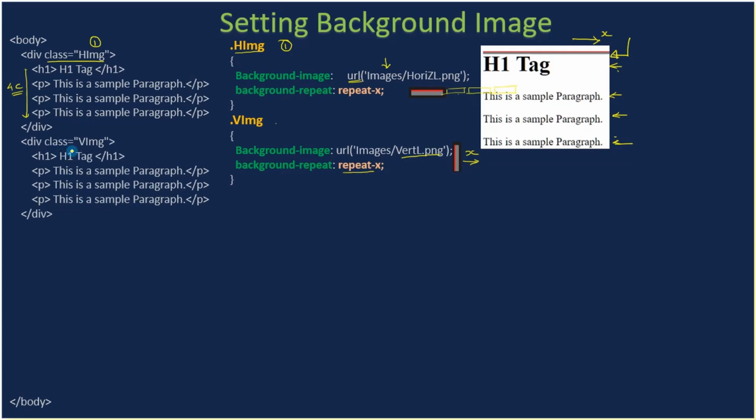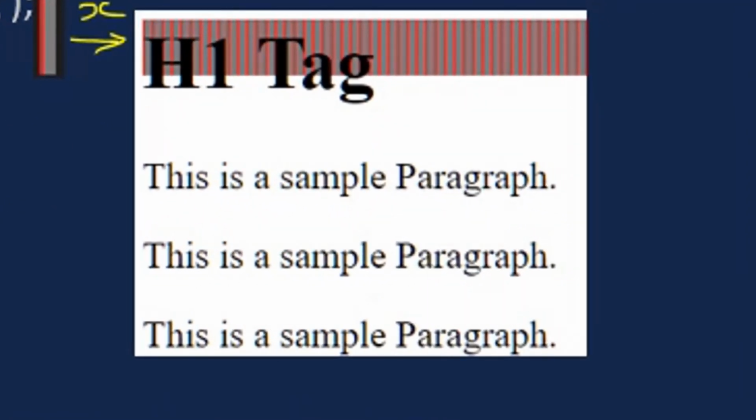And here is the div tag, and we copy-pasted the same element here. The div tag's class is vimg. So this is selector 2, and selector 2's rule is applied here. And when you look at it, previously this image was tiled. Now you can see how the vertical image is copied in the x direction.